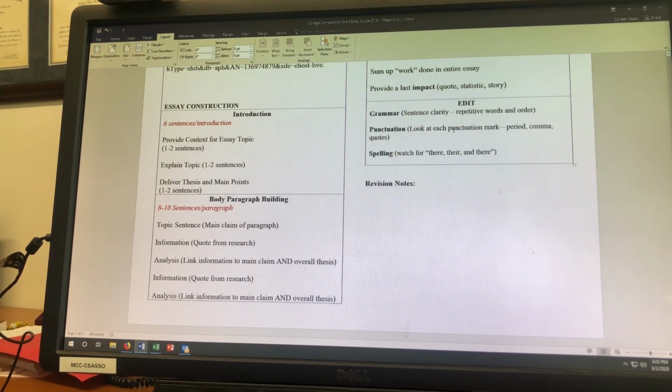Punctuation is you're actually looking at your punctuation marks. So your apostrophes, your commas, your semicolons, your periods, and making sure they're in their correct place. And then last but not least, spelling. You can't always catch everything on a spell check. You should certainly start there, but there's nuances like the multiple forms of there.